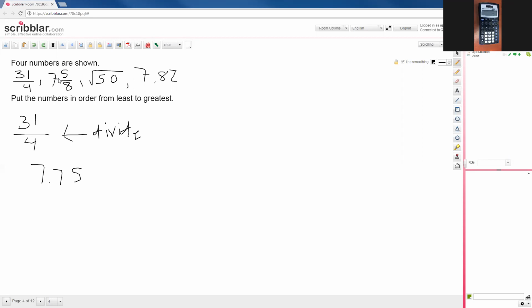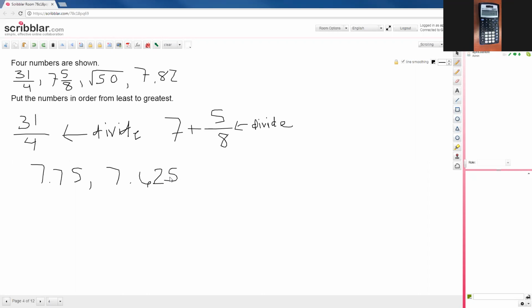Mixed numbers were a little bit different. The 5/8 part is still divide, but the mixed number part, we have to do some addition. If you do 7 plus 5 divided by 8, that will give you the decimal for this fraction. So 7.625.